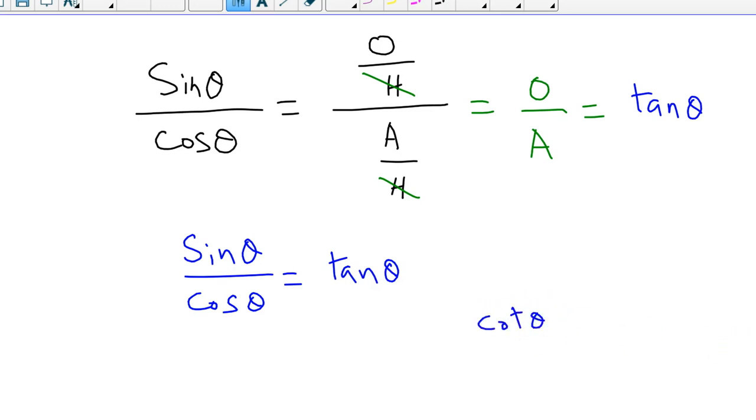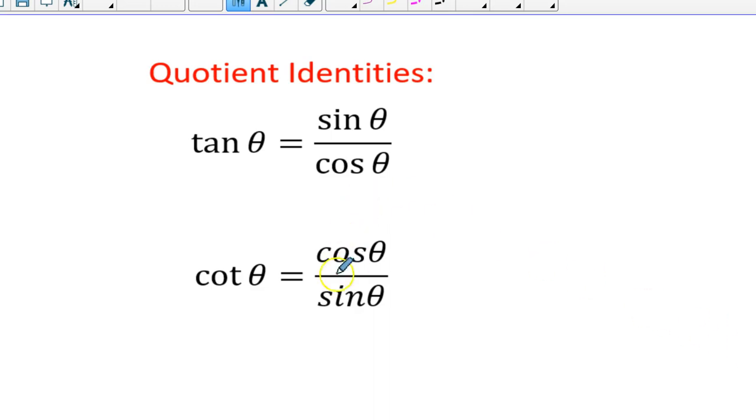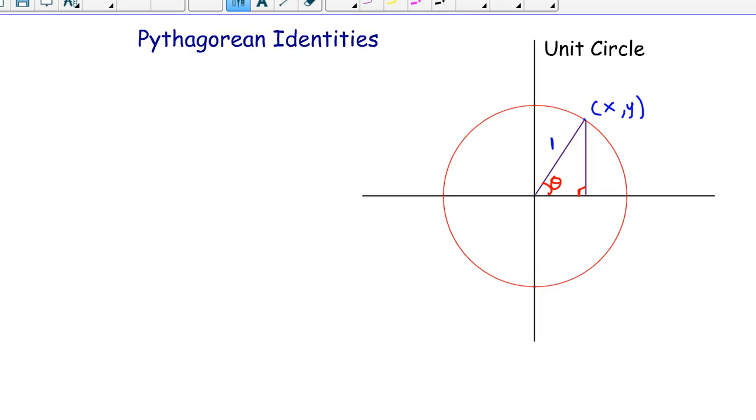I have it here, let me show you. Yeah, the quotient identities. So sine theta over cosine is tangent, and cosine over sine, see the upside down, cosine over sine gives you cotangent of an angle theta. So these are the quotient identities. Now third, we have something called the Pythagorean identity.